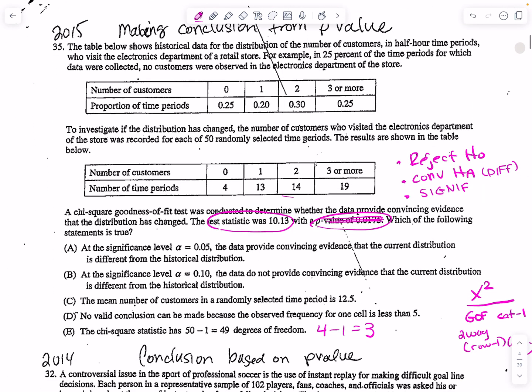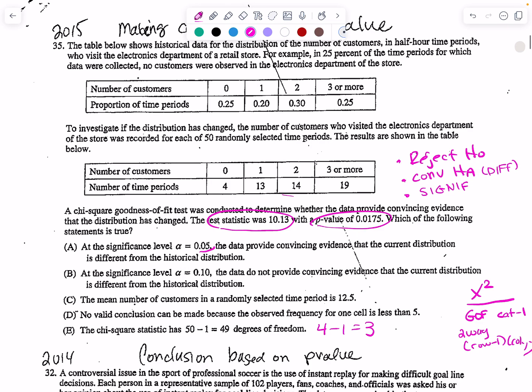Okay, so let's go to this one here and check this out. Now remember, the p-value of this one is pretty low, and is it lower than this alpha? Yes, so that would be reject H0, convincing evidence for HA. I read through here and I say, okay, this says, is there convincing evidence from the data that the distribution has changed? So is it different? And that's what this says, is different. And so yes, this is the true answer.